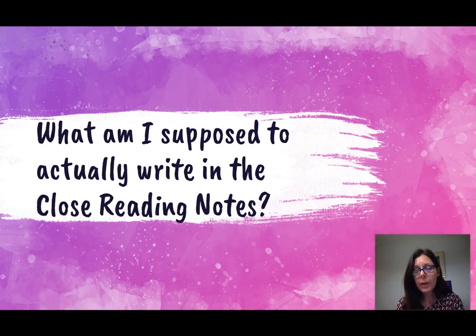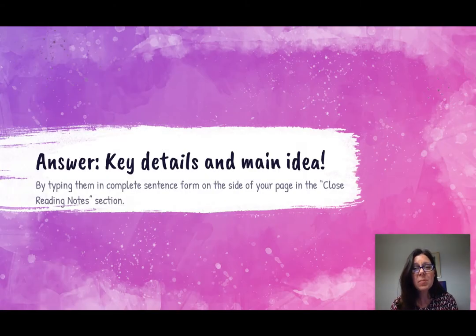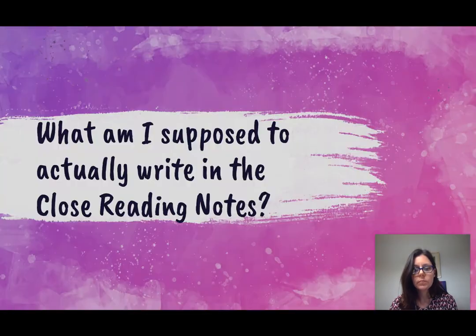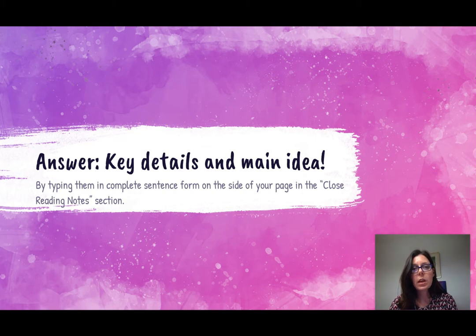So before I go back to the other text, I also want to talk about how exactly we are going to use the close reading notes. What should you actually be typing in the margins? Sometimes you'll be answering specific questions. Often I will be asking you to type in the key details and the main ideas of the text you're currently reading. You're going to type them in the margins by clicking that close reading button I showed you before, which is right here. And you're going to type your answers in sentence form.